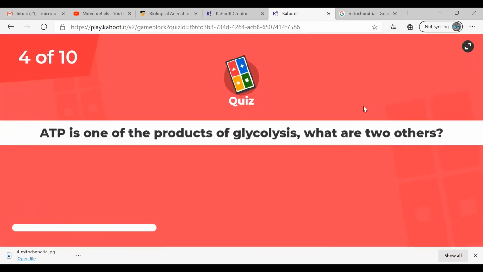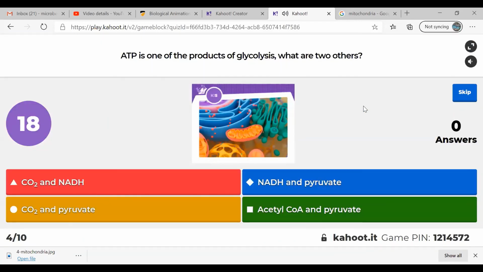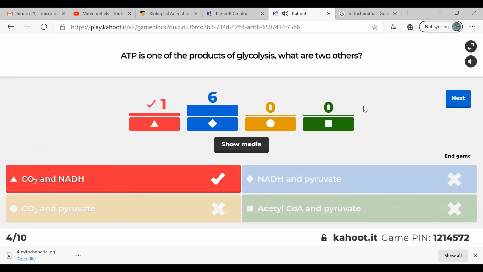Okay, question 4. ATP is one of the products of glycolysis. What are the other 2? Okay, remember glycolysis. We're not making carbon dioxide.